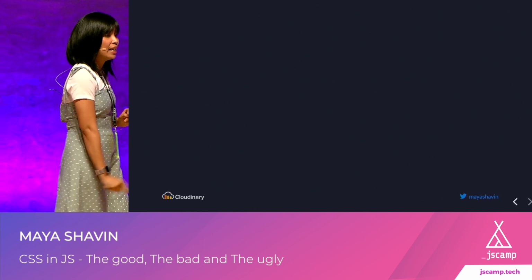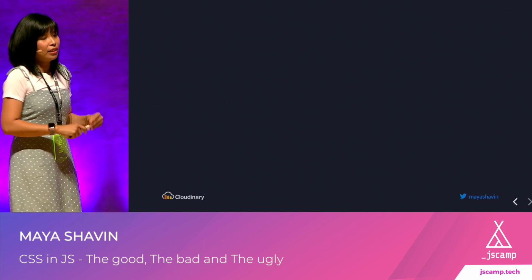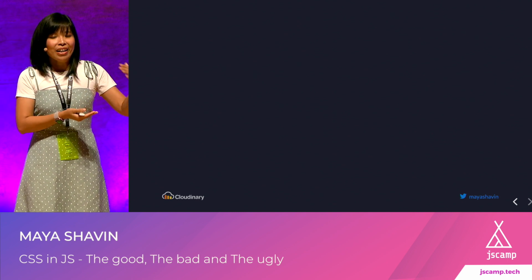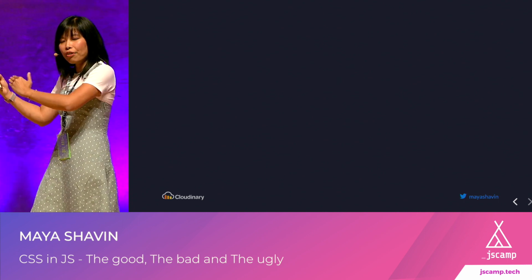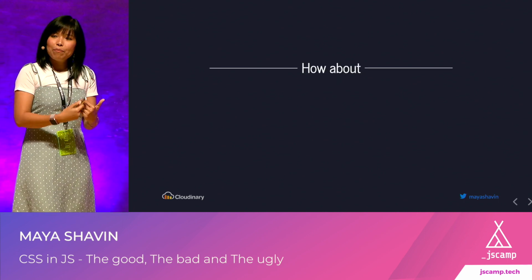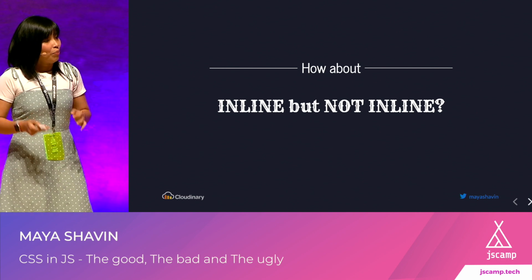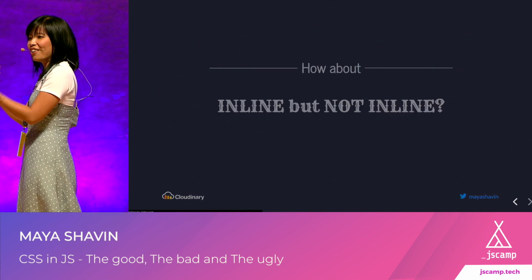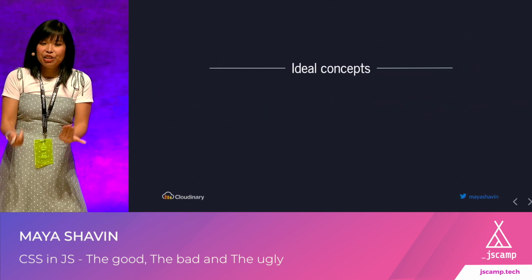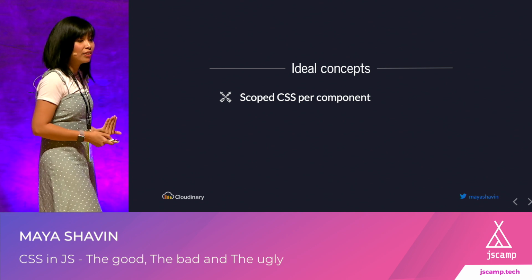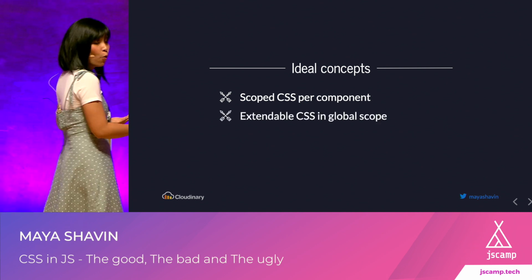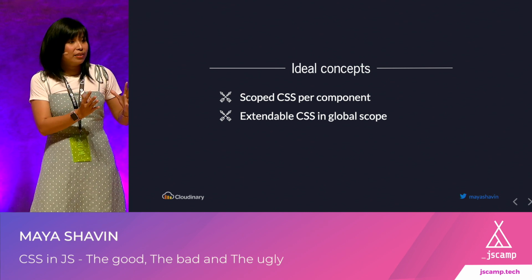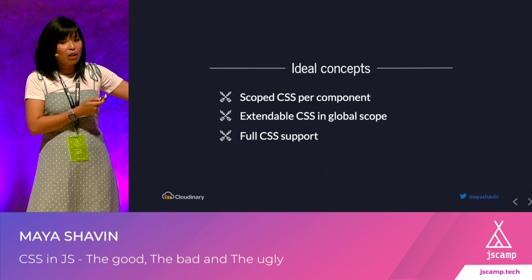But there's one thing that inline style gave us: it is really scoped, because the styling stays with the component and dies with the component. It doesn't get outside of the component. Other components cannot override it. So what happens if we use inline but not inline, which is we adopt the inline style, but we still maintain the non-inline style? And that's why they have the ideal concept of CSS in JS: scoped CSS per component, and extendable CSS in global scope, which means we can also use the same CSS but override it in global scope outside of it.